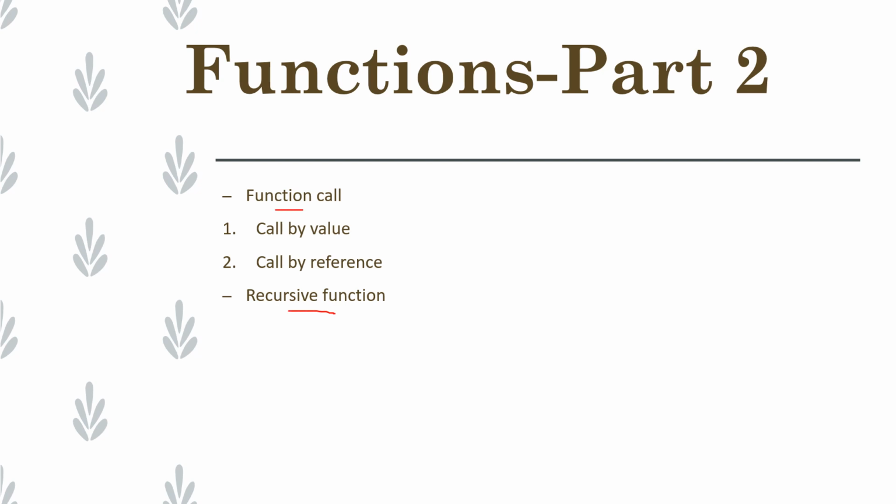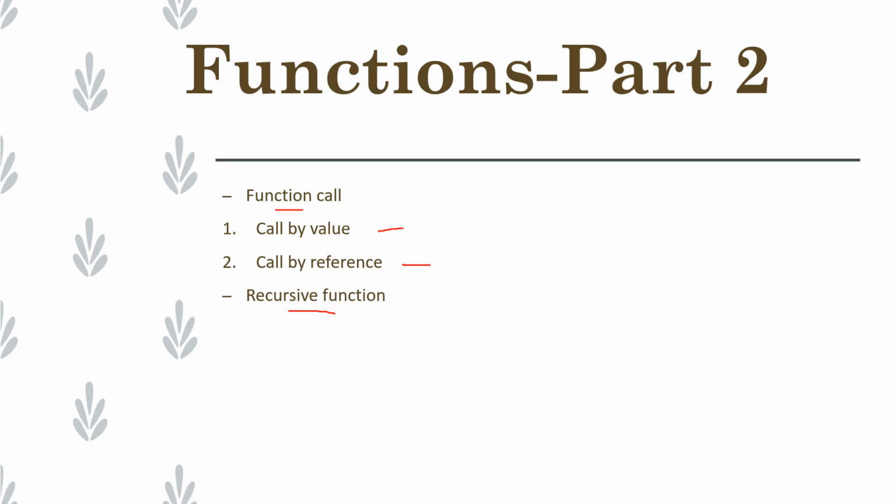As you can see, function call, or we can say parameter passing, is of two types. One is call by value, the second is call by reference. Before jumping to this lesson, please refer to functions part 1, which is named user defined functions. So basically, let me give a summary of that functions part 1.